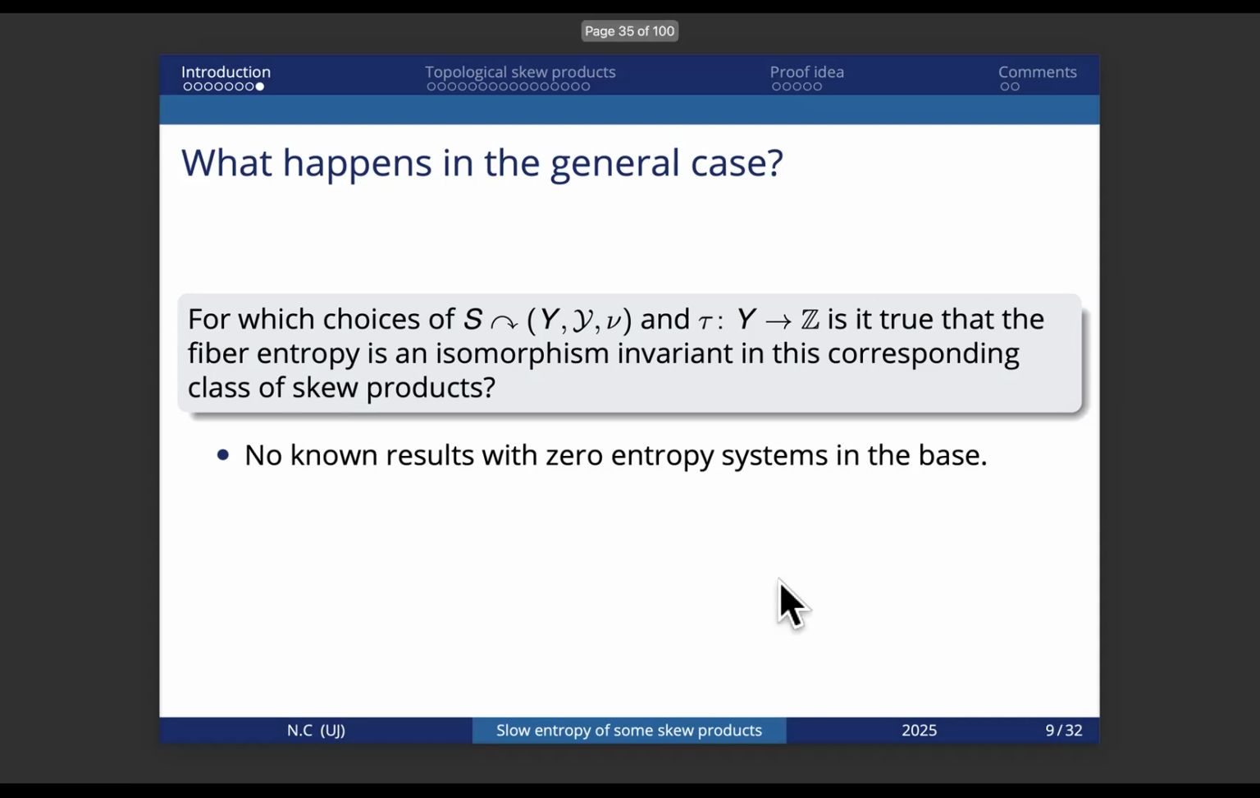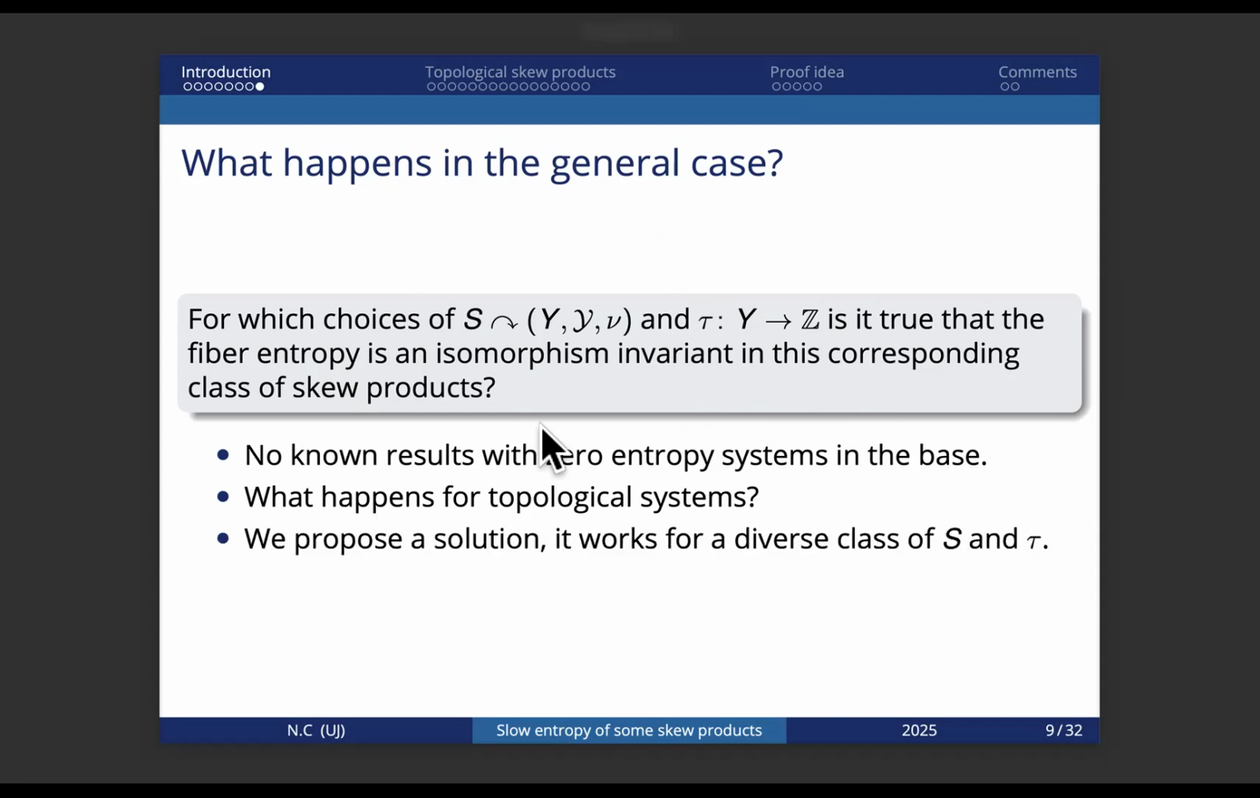And maybe one would like to know what happens about this question for a more diverse class of systems, but it appears to be difficult. So since it is difficult, we ask what happens for topological systems, because one can reformulate this question for topological skew products, and it turns out that it's doable.